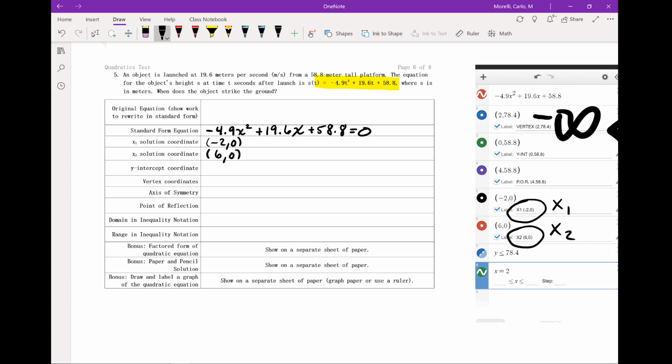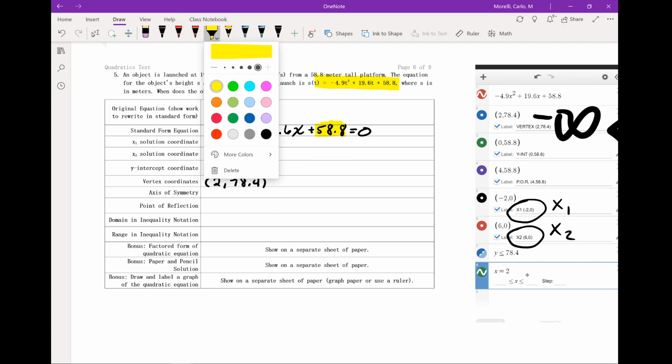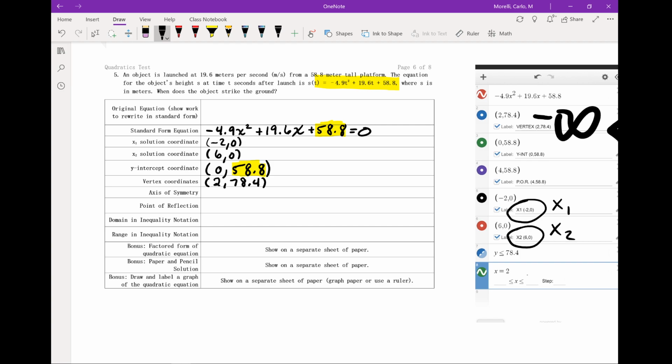You can label your points in Desmos whatever you want. 0 comma 58.8. Remember that's equal to C, so those should be the same. Vertex is at 2 comma 78.4. Putting in those two, the X1 and the X2. So that's how you do it. Axis of symmetry is x equals 2.